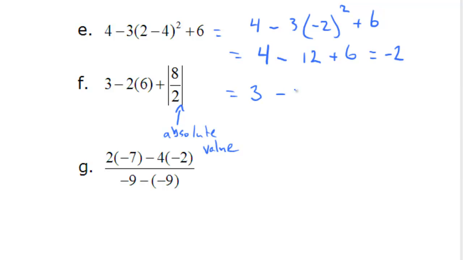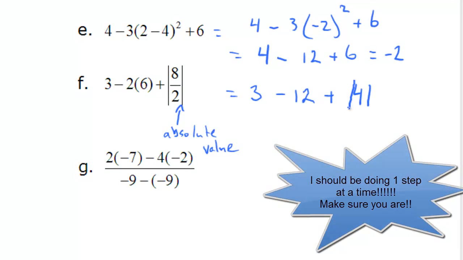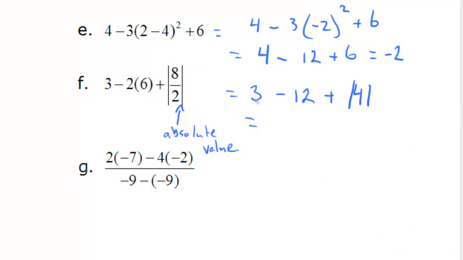We can do the multiplication first. We can actually do the division at the same time. They don't impact each other, so that's absolute value of 4. This is like brackets, so really that's technically the first step. 3 minus 12 plus the absolute value of 4 is just 4. We stick that all together then. 3 minus 12 is negative 9, plus 4 is negative 5.